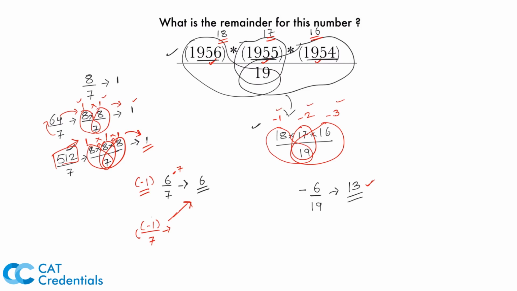I could have just multiplied 18 into 17 into 16 and reached my answer, but I thought of solving it by negative remainder to get the answer quickly. And as soon as I see the minus sign, I understand this is an answer of negative remainder. Still don't get it? Let's take one more example.